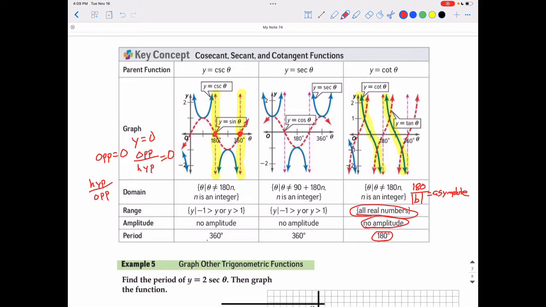Since sine and cosecant are very closely related, their period is related closely. It's 360 degrees. There is no amplitude, and the domain is wherever there's not an asymptote, and the range is going to be, for the parent function, less than -1 or greater than 1. Since it's always going to be hypotenuse over opposite, and the hypotenuse is always the largest, that means it's always going to be greater than 1 or less than -1. And you'll see that the secant function is very related to the cosine function and has those characteristics.